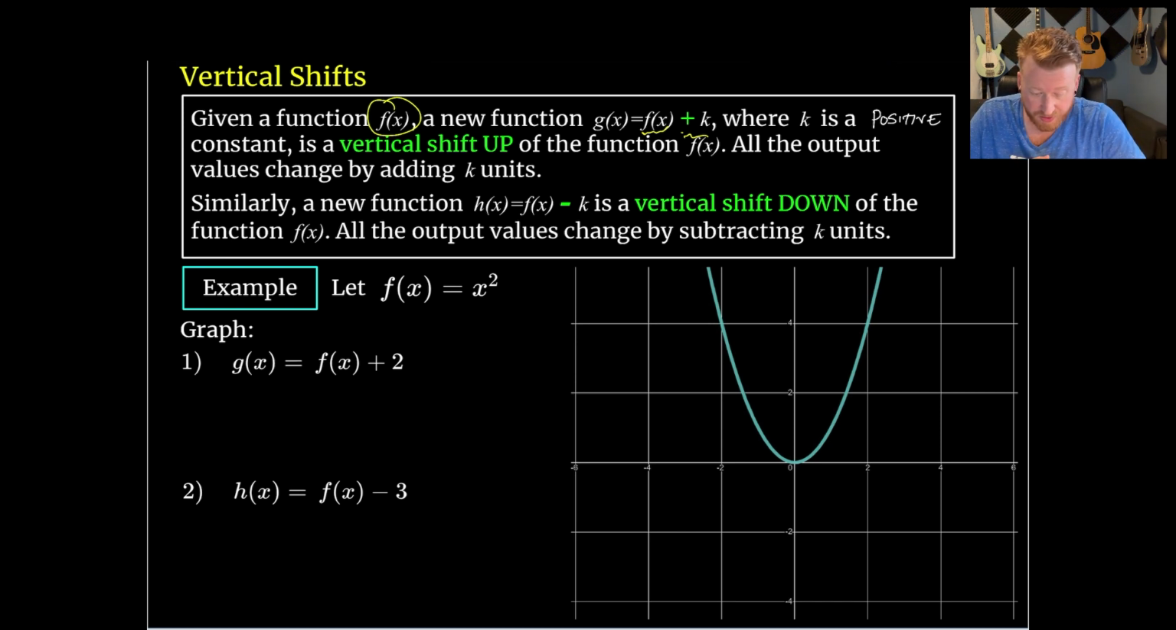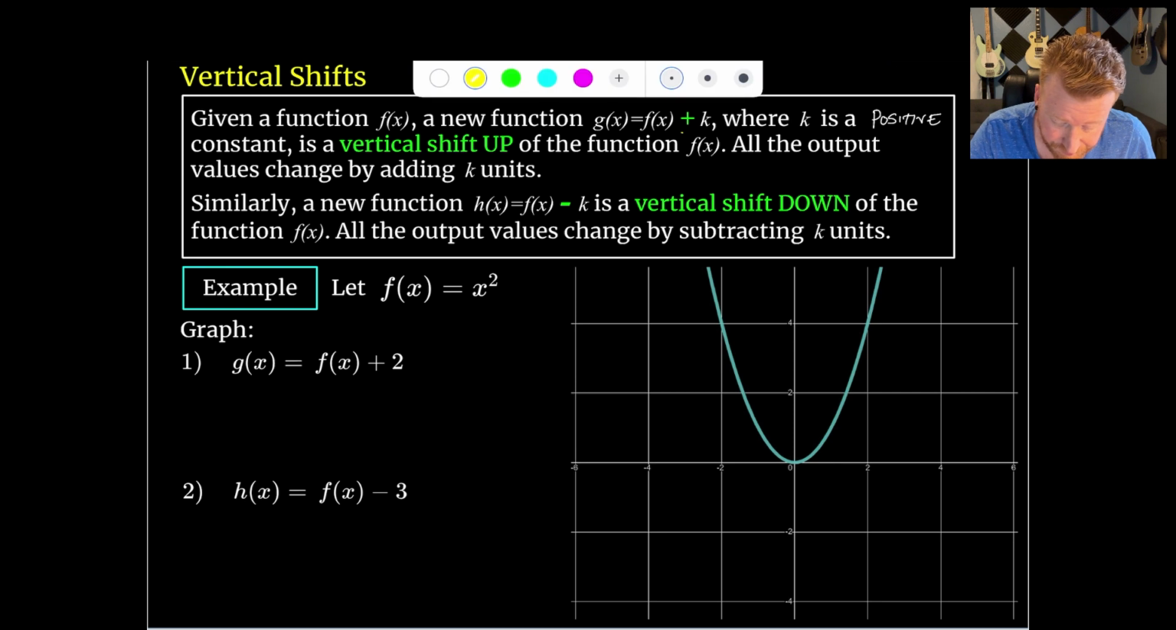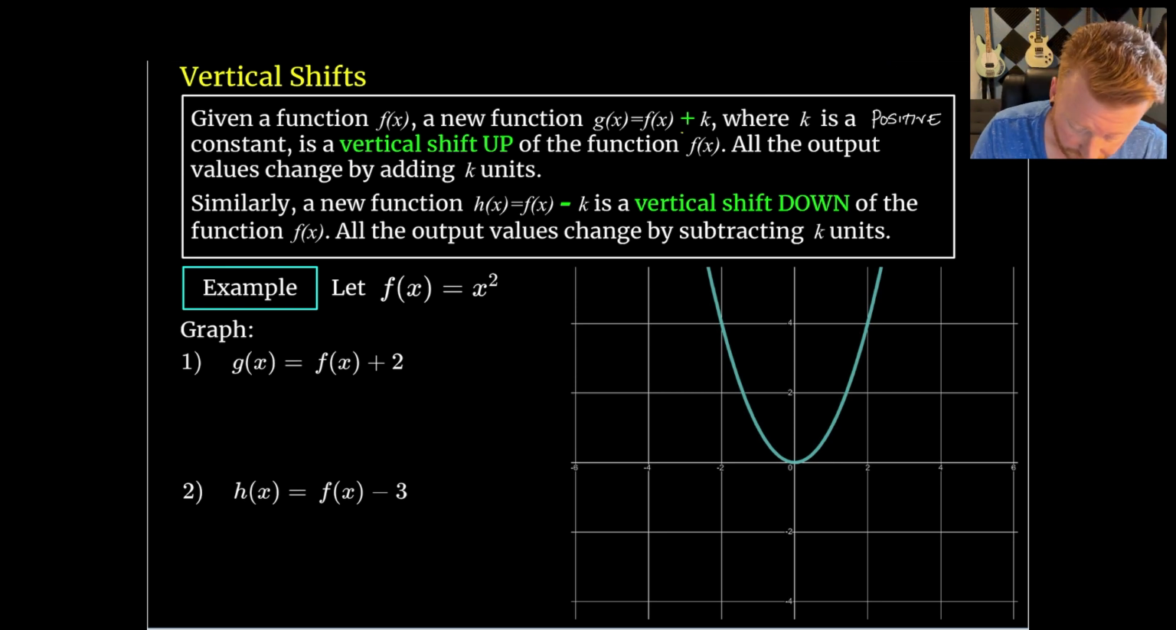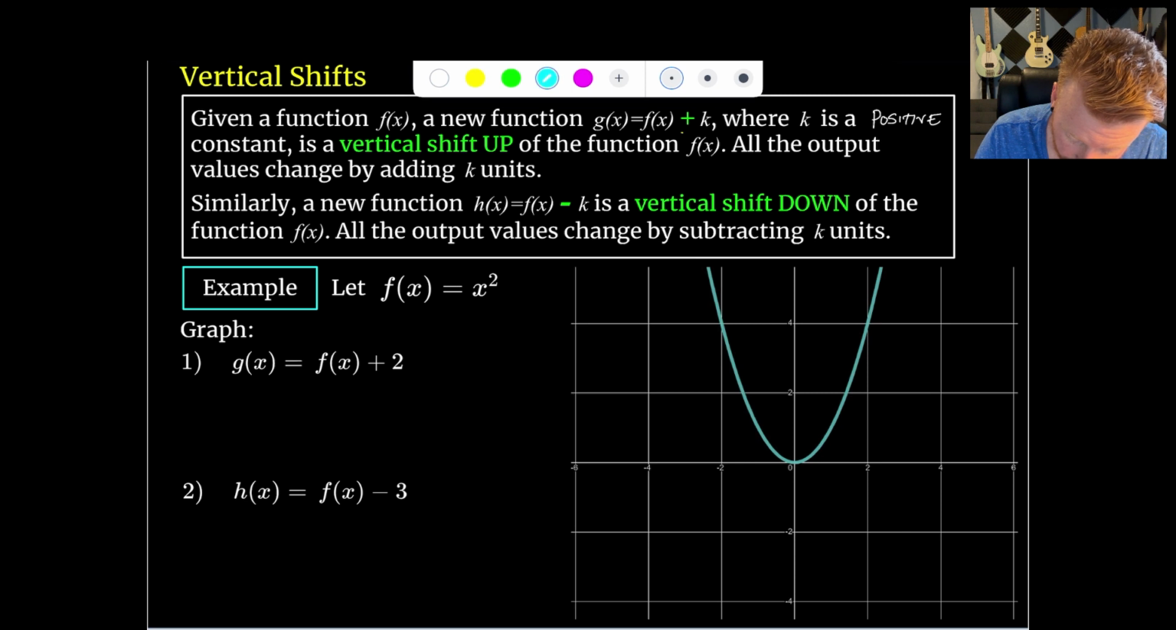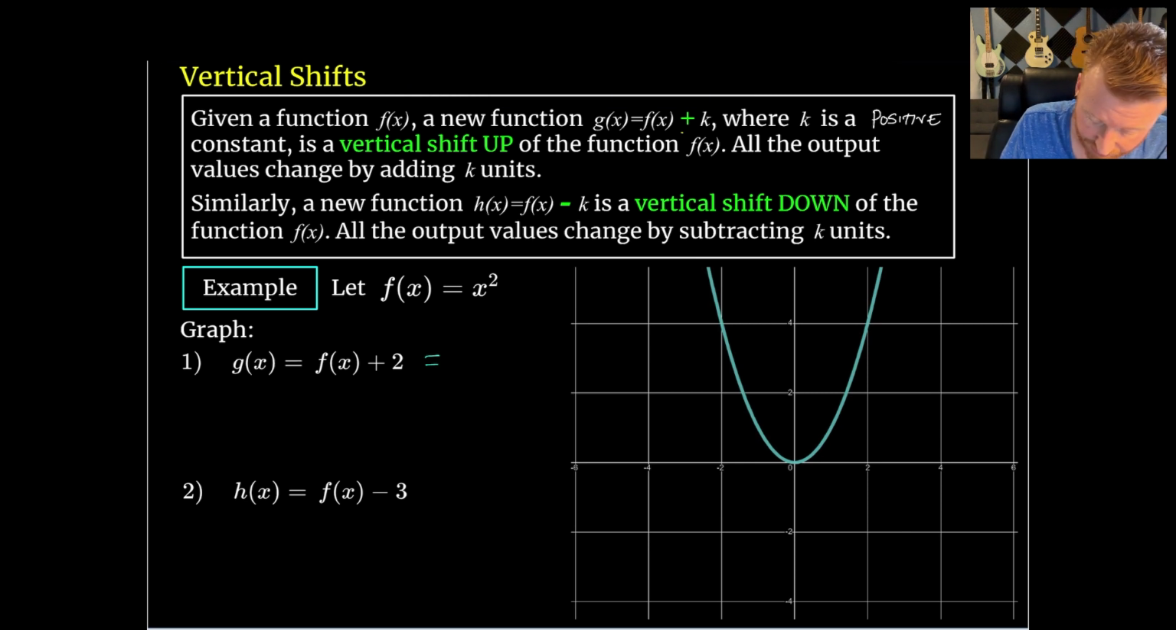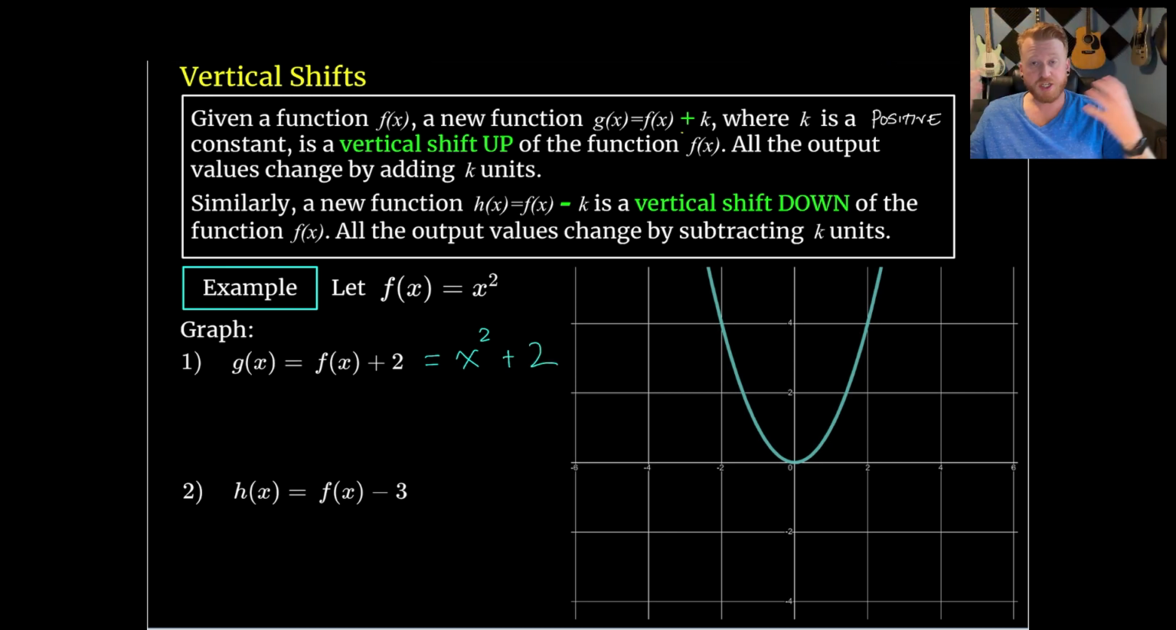So the way that I'm thinking about this is, f of x is an output. We're going to look at the outputs and then add k units to it. So let's see this in action here. I've got the graph of f of x equals x squared already on here. What this is saying is that this is x squared plus 2. So we're going to compute whatever x squared is and then add 2 to the result. We will find the output and then add 2 to it, which means that every point should be shifting up. All of the outputs should be shifting up by 2 units.